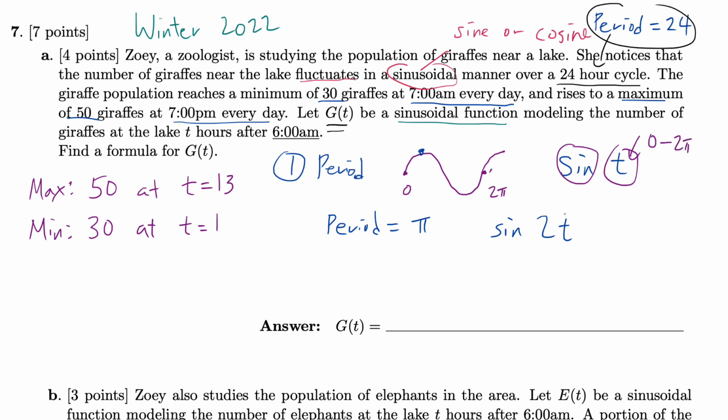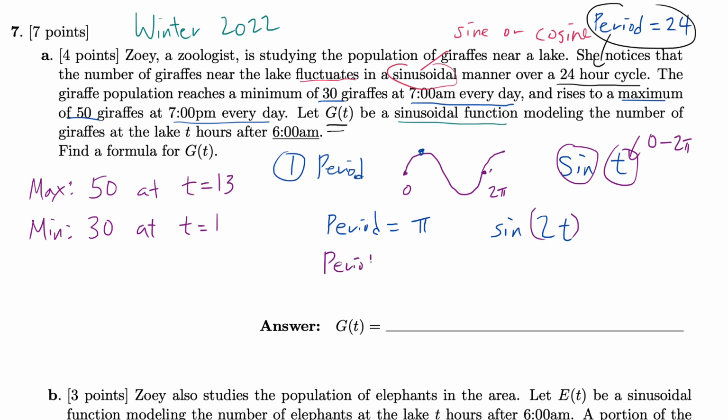And when I change t to 2t, now when t goes from 0 to pi, the thing inside is going from 0 to 2 pi, right? So because I have this 2 times t, t only has to go from 0 to pi for the input into the sine to go from 0 to 2 pi. So if the period is pi, you want the expression to be sine of 2t.